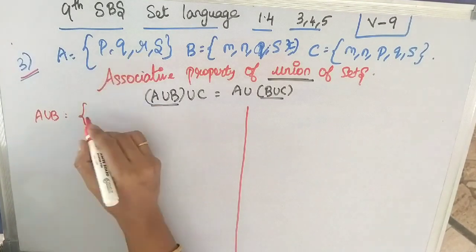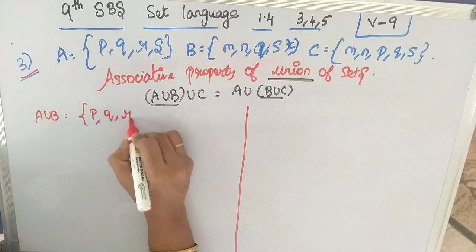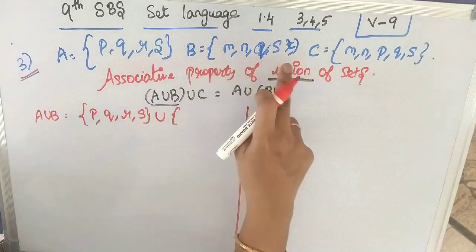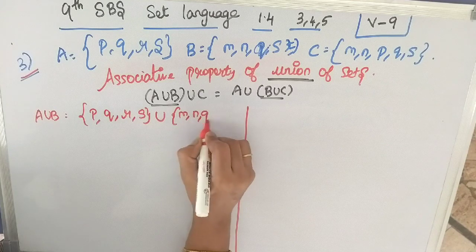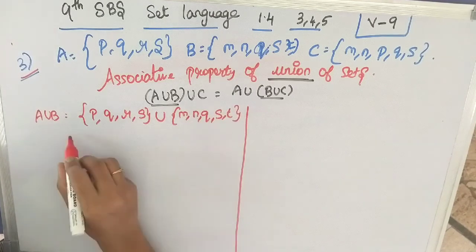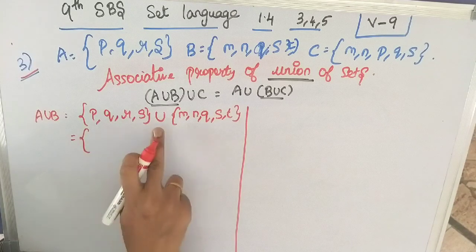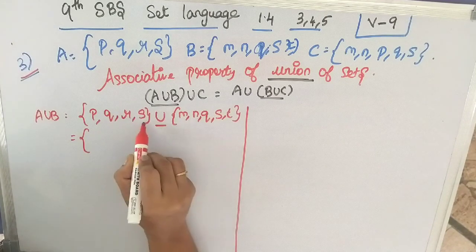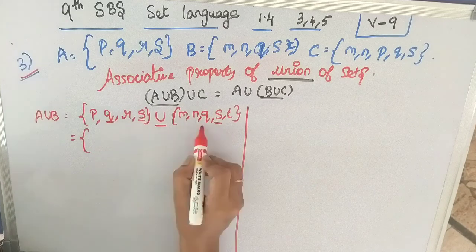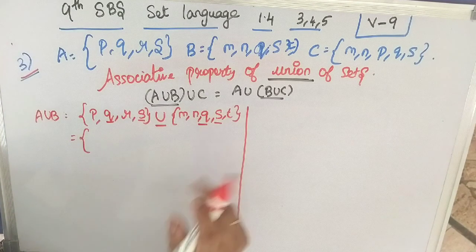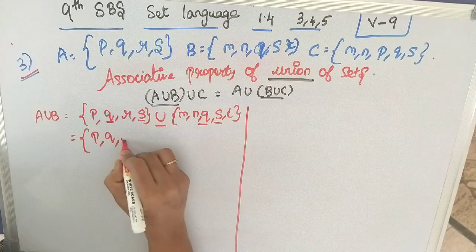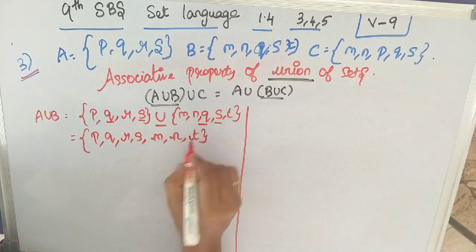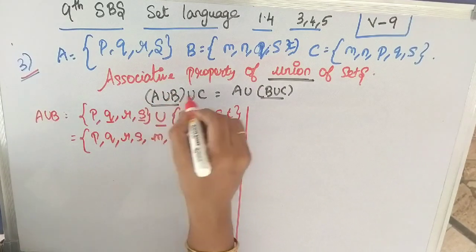What is A here? P, Q, R, S. Union. What is B? M, N, Q, S, T. Now we have to find the union of these two sets. What is union? We have to write all the elements, and common elements only once. Now what are the common elements between these two sets? Q and S. We write these two elements only once, along with all the elements in both the sets. So A union B is equal to P, Q, R, S, M, N and T. This is A union B.